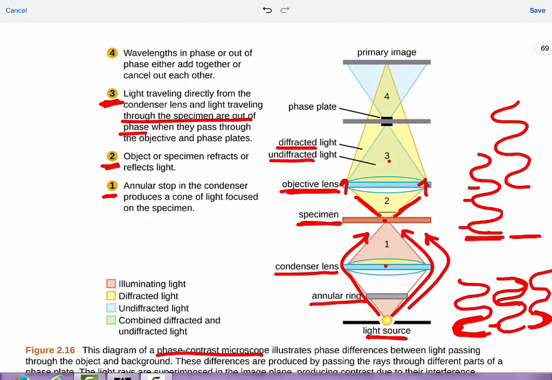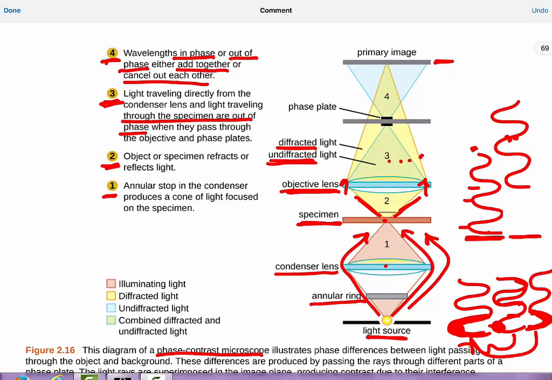Okay, so we have our diffracted light and our undiffracted light here. These two different types of waves are out of phase now. And then as they're going through here, we get our image up here. So for the wavelengths in phase or out of phase, they either add together, like we were saying down here, this wave plus this wave, or cancel out each other. So say this one and this one down here are going to cancel each other out and then not produce that bright of a light wave coming through.